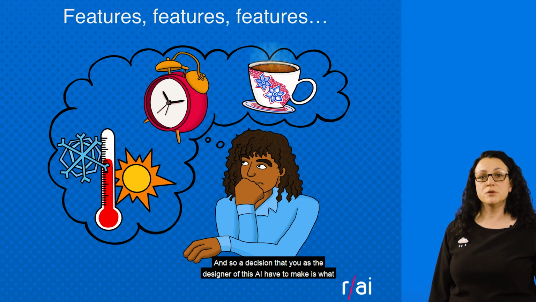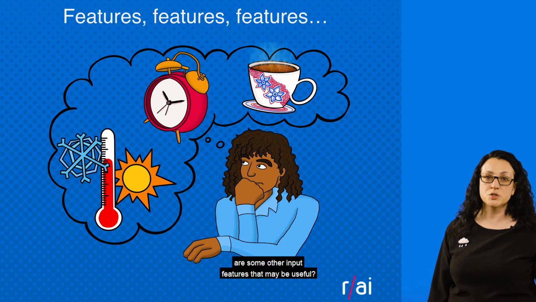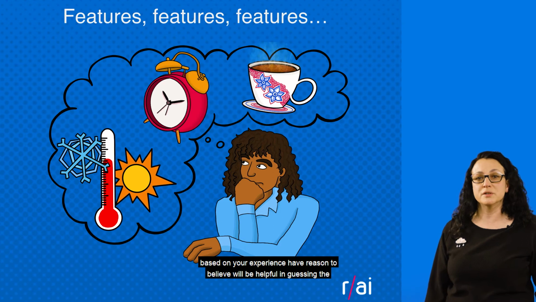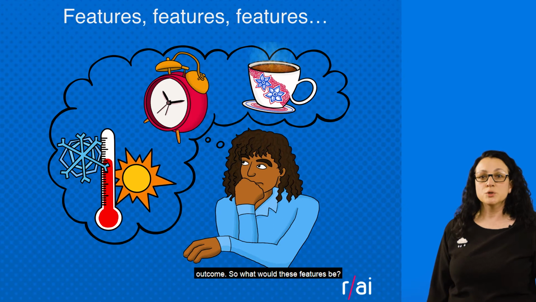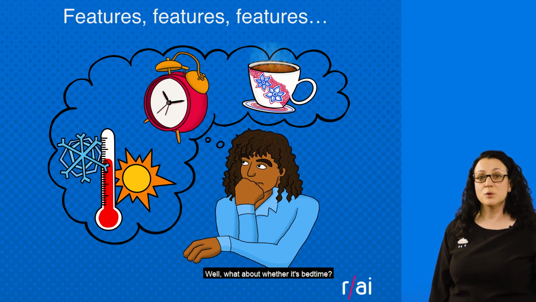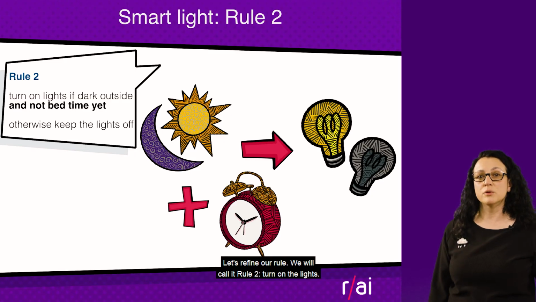And so a decision that you, as the designer of this AI, have to make is, what are some other input features that may be useful? These have to be features that you, based on your experience, have reason to believe will be helpful in guessing the outcome. So what should these features be? The outside temperature? No. The price of tea in China? No. Well, what about whether it's bedtime? Let's refine our rule. We will call it Rule 2. Turn on the lights if it's dark outside and it's not yet bedtime. Otherwise, keep the lights off.